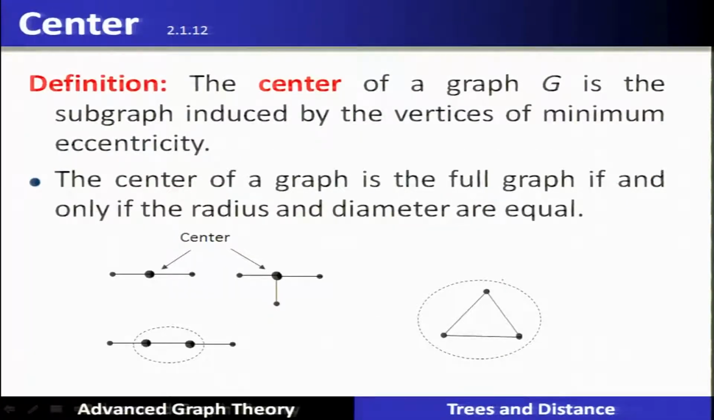Definition: the center of a graph G is the subgraph induced by the vertices of minimum eccentricity. So, the center of a graph is the full graph if and only if the radius and the diameter are equal. So, take this particular example. Here in this particular graph, the radius is equal to the diameter. Then the entire graph will be the center of the graph.